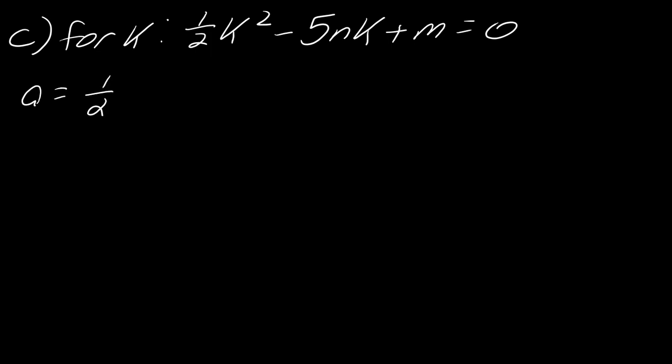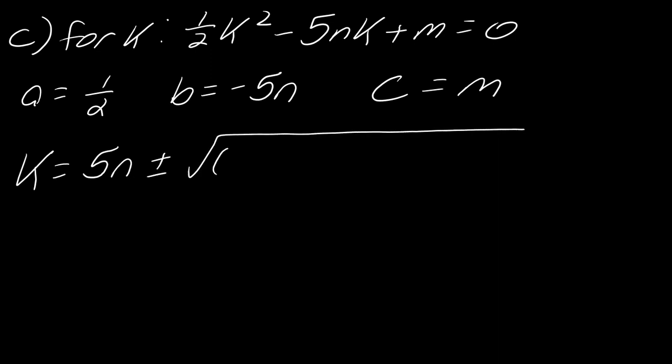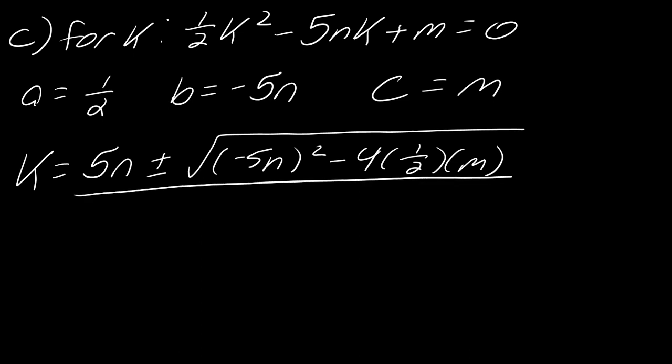Okay, in the A position is 1/2. Now, in the B position is all of -5n, and then in the C position is m. So we're solving for k here, right? So this is a -5 and an n. This all is just going to get grouped into being the coefficient. Okay, so to solve for k, I'm going to take -b, which will become +5n plus or minus the square root of -5n squared minus 4 times 1/2 times m, all of this over 2 times 1/2.